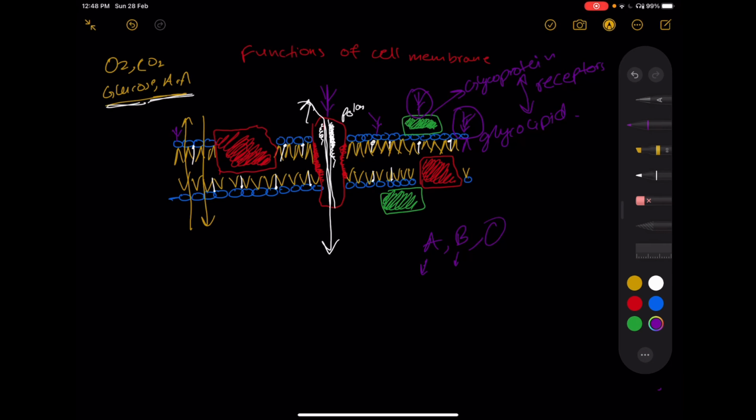You can also imagine that these glycoproteins and glycolipids form a sort of covering over the cell membrane. This covering is called a glycocalyx. And what it does is that because carbohydrates are polar, this attracts water and this gives stability to the cell.